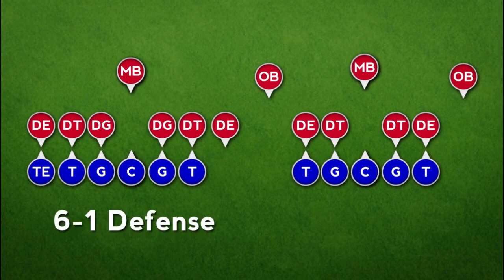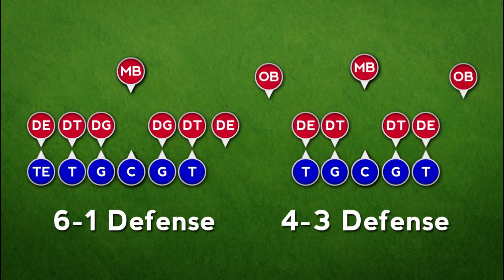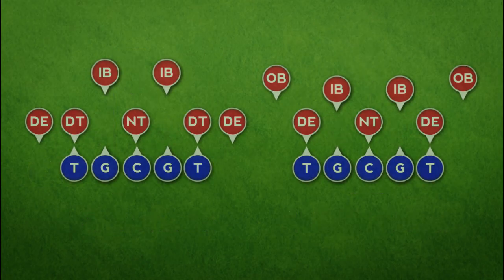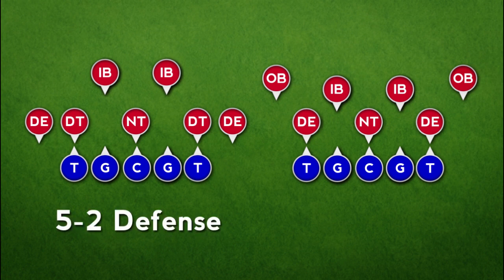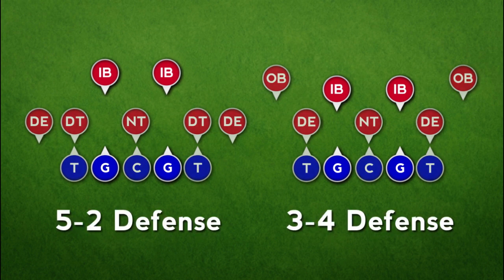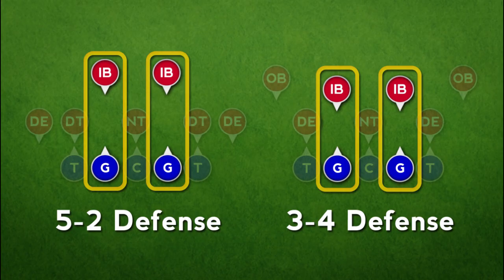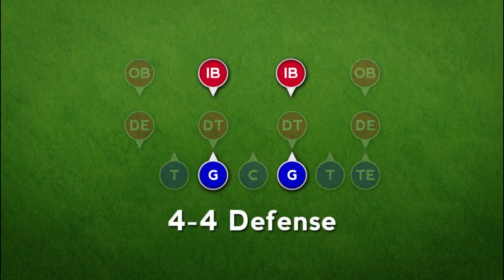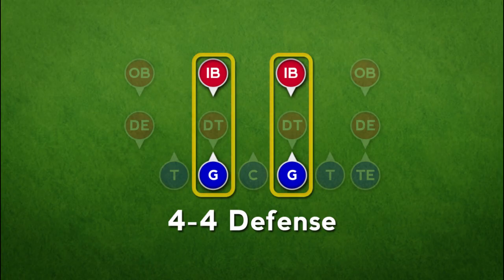In a 6-1 or 4-3 defense, the middle linebacker will usually line up off the line of scrimmage in front of the offensive center. In a 5-2 or 3-4 defense, the 2 inside linebackers will line up off the line of scrimmage directly in front of either offensive guard. In a 4-4 defense, the 2 inside linebackers will line up off the line of scrimmage behind the defensive tackles directly in front of either offensive guard.